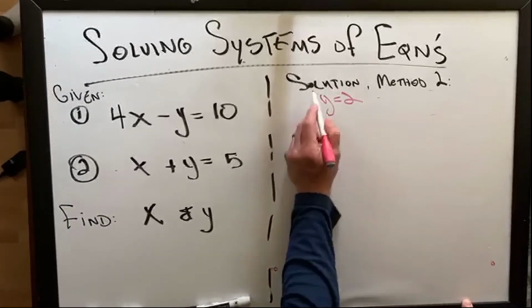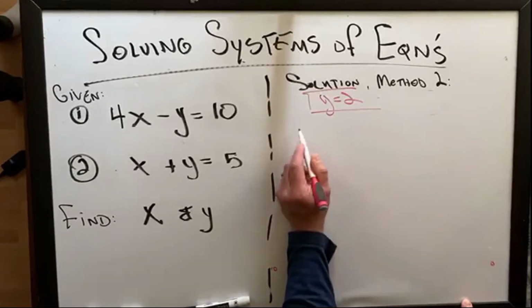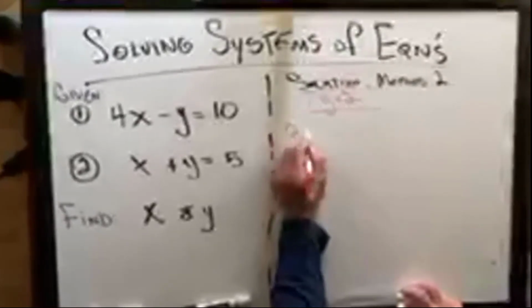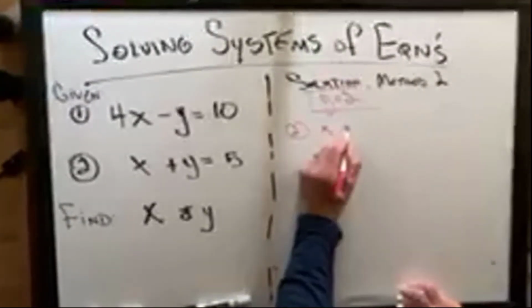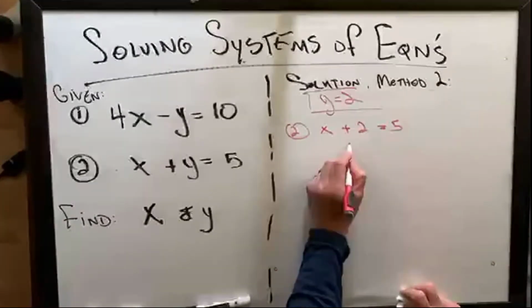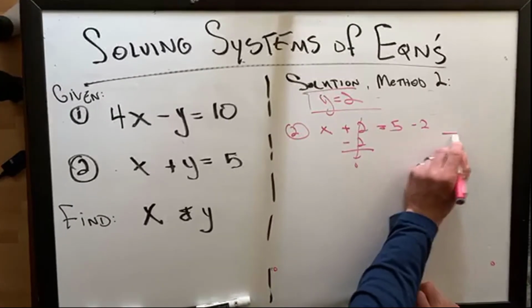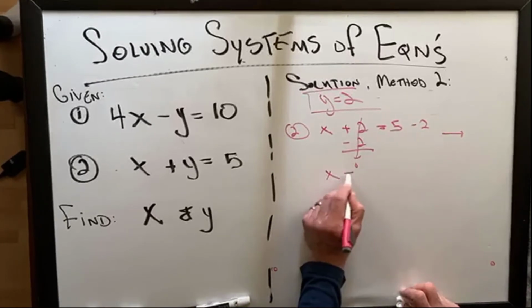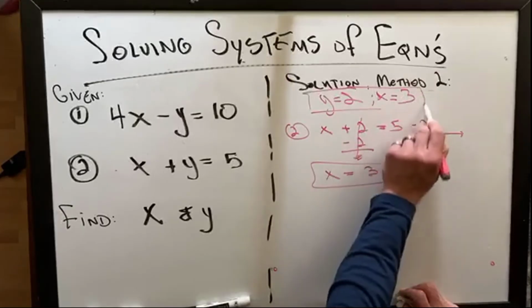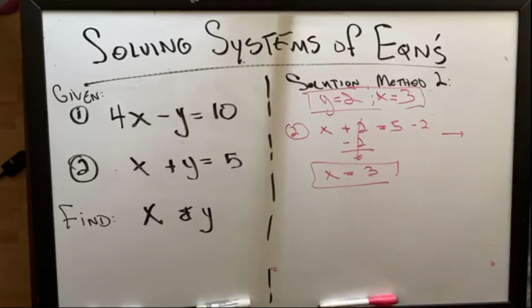But let's go ahead and plug that back into equation number 2. x plus 2 equals 5. Subtract 2 from both sides. Minus 2. x equals 3. Okay. Again, wonderful job, folks.